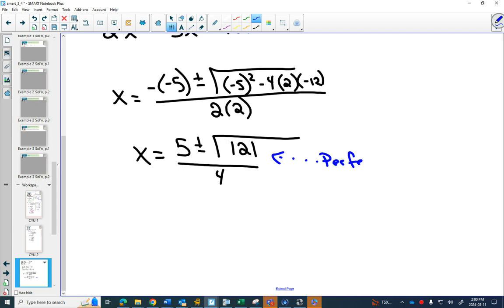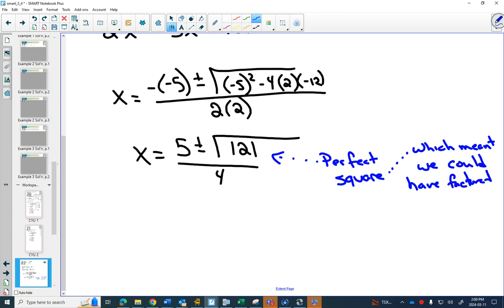this is a perfect square. Anytime it's a perfect square, it's telling you, oh, by the way, you could have factored it. If it comes out to a perfect square, it's saying, you could have factored this. You were just lazy. That's okay. But I'll show you also why the formula is nice.